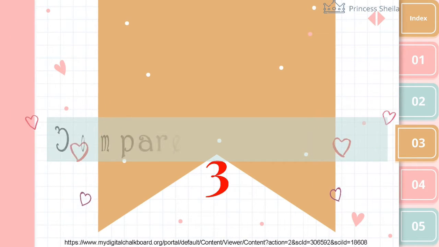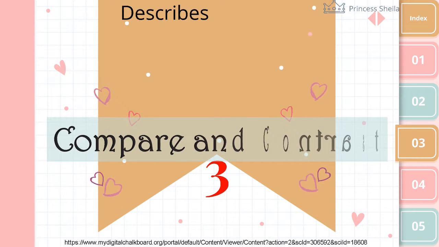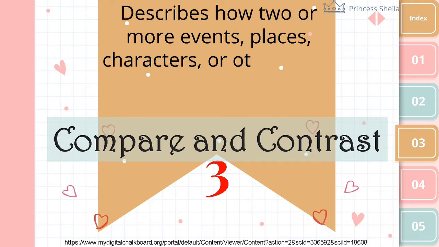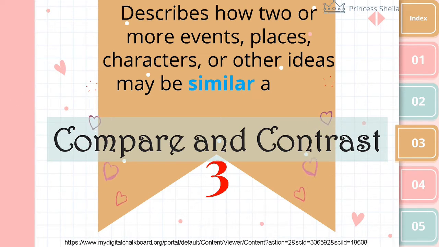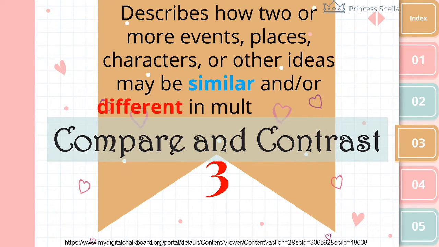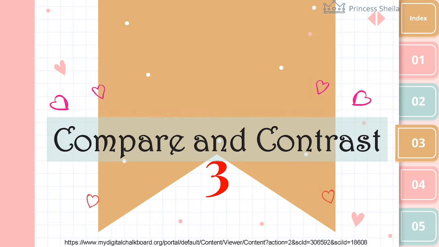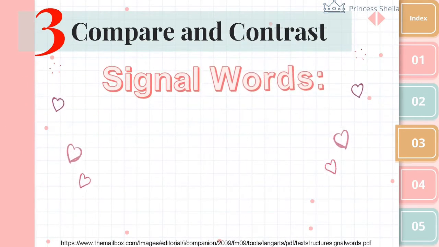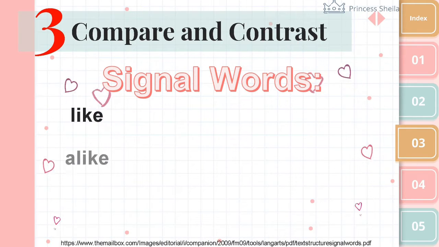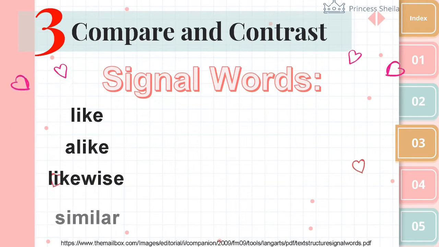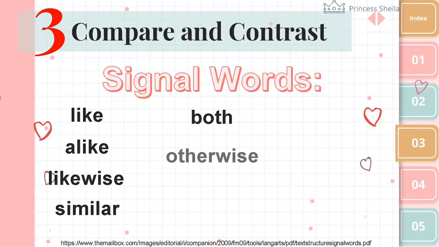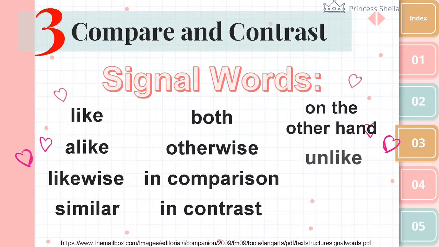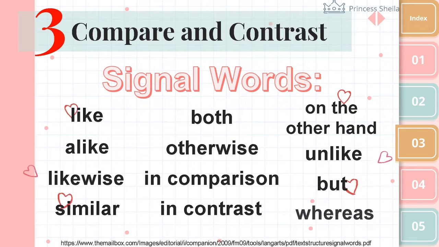Third is compare and contrast. It describes how two or more events, places, characters, or other ideas may be similar and/or different in multiple ways. Here are the signal words that are commonly used in a compare and contrast text. Like, alike, likewise, similar, both, otherwise, in comparison, in contrast, on the other hand, unlike, but, and, whereas.